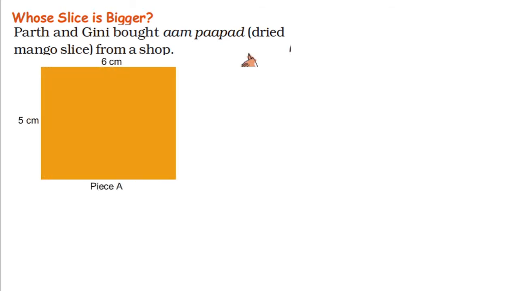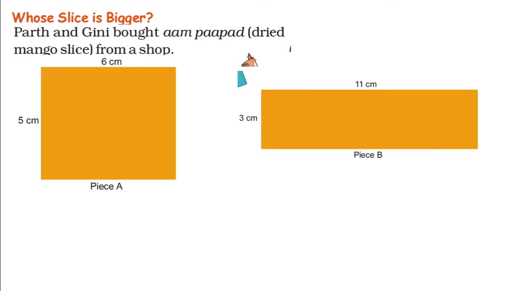This is slice A, slice B. Which slice is bigger? So, how can we tell which slice is bigger? What can we do? We can see the width of this rectangle is 3 centimeter and the length of this rectangle is 11 centimeter. And the length of this rectangle is 6 centimeter and the width is 5 centimeter.